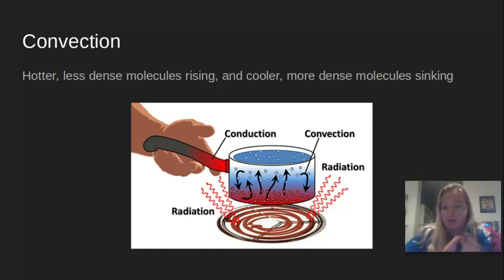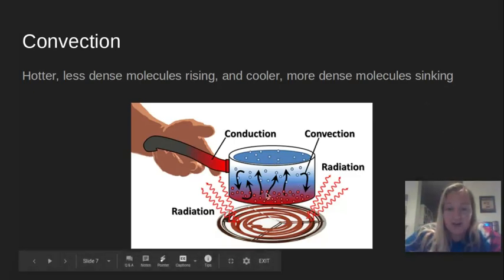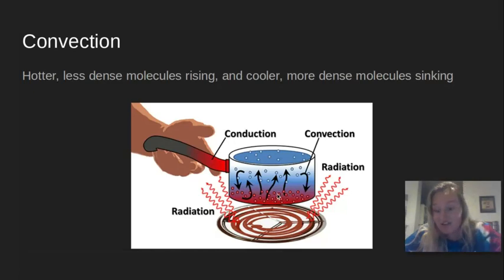Cooler things with cooler temperatures, they have slower moving molecules. So those molecules aren't bouncing off of each other as hard. So they're going to be closer together, which means it's more dense. So that's going to sink. So in this example here, we have our pot of water. The water right at the bottom is getting heated up through conduction, through that direct contact, and it's going to become less dense. As it becomes less dense, it's going to start to rise up. And the colder, more dense water on the top of the pot is going to start to sink down to replace it. So this creates almost a circular current, and that's called a convection current.